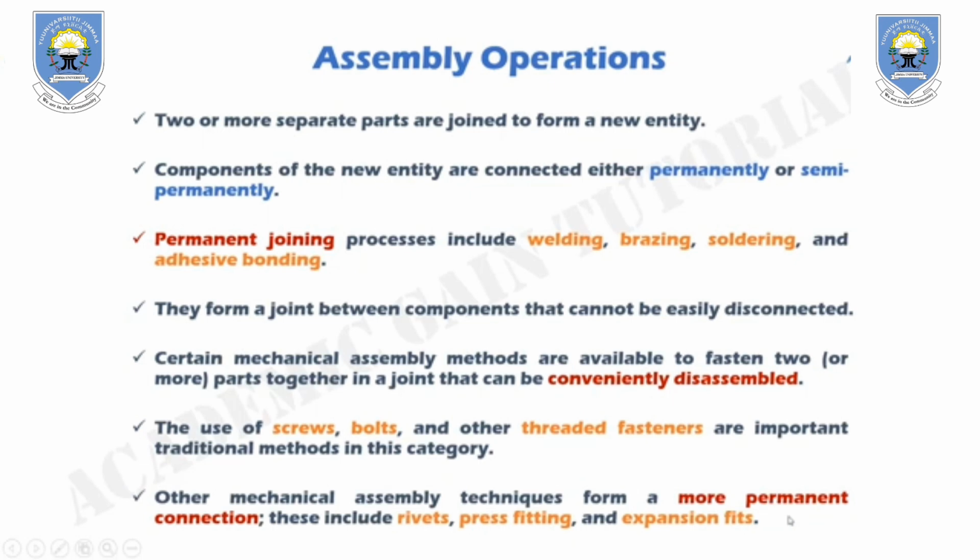Special joining and fastening methods are used in the assembly of electronic products. Some of the methods are identical to or are adaptations of the preceding processes, for example, soldering. Electronics assembly is concerned primarily with the assembly of components such as integrated circuit packages to printed circuit boards to produce the complex circuits used in so many of today's products. So, we have studied in detail about processing operations and assembly operations.